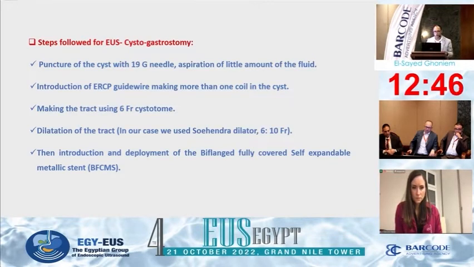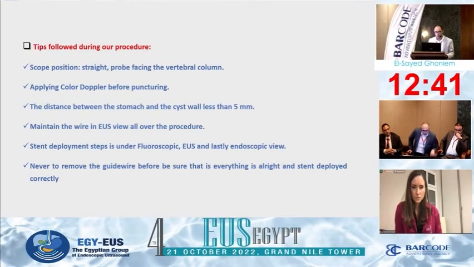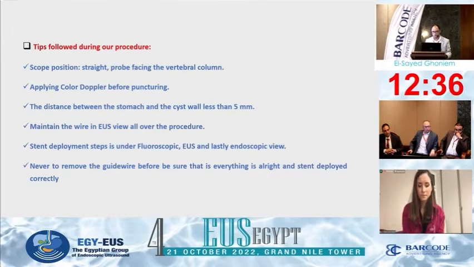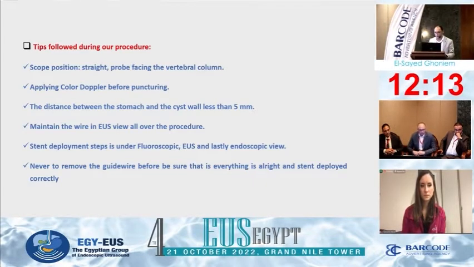Then, after dilatation of the track, we introduce and deploy the biflanged stent. Also, we try to keep some tips to facilitate the maneuver, such as we maintain the scope in straight or a little bit angled position, apply color Doppler before puncturing, and maintain the distance between the stomach and cyst wall less than 1 centimeter, and more preferably less than 5 millimeter. The most important point is to maintain the wire in EUS view. This makes all instruments in line with the probe of the echo endoscope and facilitates the maneuver.